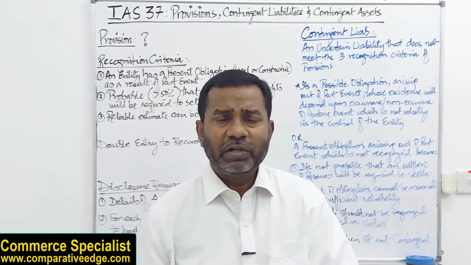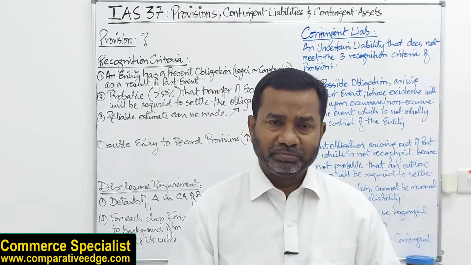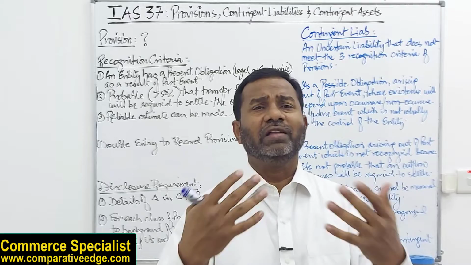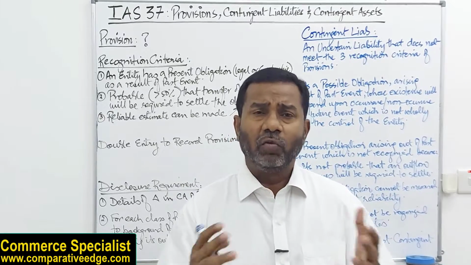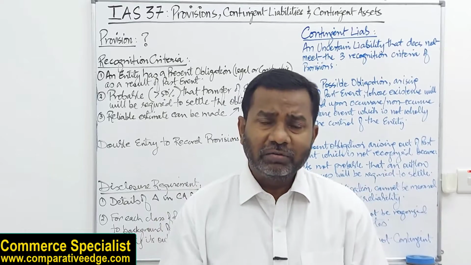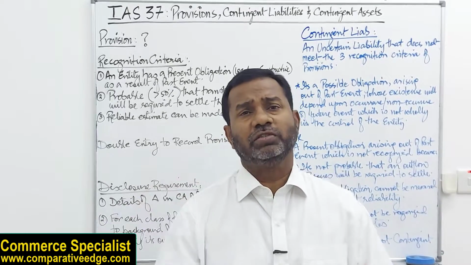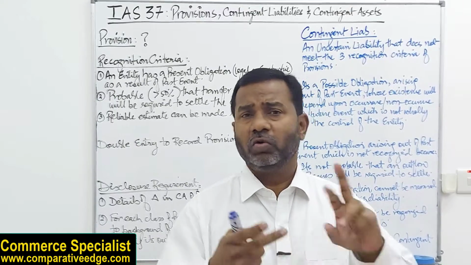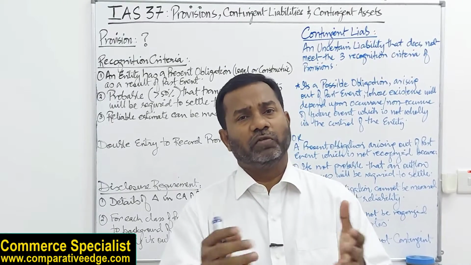The best example is a warranty claim. Companies sell electronics or cars or any other gadgets and they do have a warranty. So they really don't know how many customers will claim the warranty, when they will claim and how much it's going to be. So the two things are, we don't know the timing, we don't know the amount. That's why we call it provision.